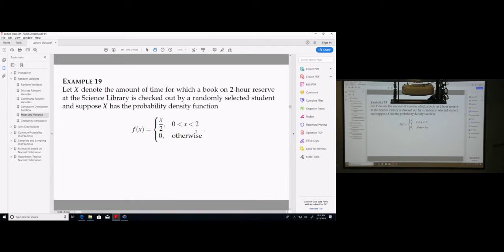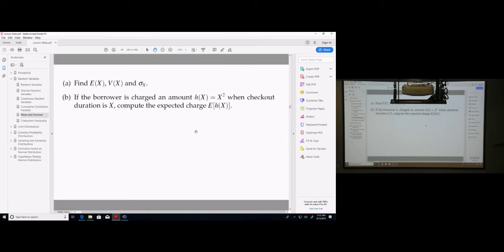So let X denote the amount of time for which a book on 2-hour reserve at the science library is checked out by a randomly selected student. And so the density is x over 2. So the density is actually rising from 0 to 1, all right? And we are interested in finding the expectation, the variance, and the standard deviation. If the borrower is charged an amount equal to the square of the time borrowed, then how much is the expected charge, all right?